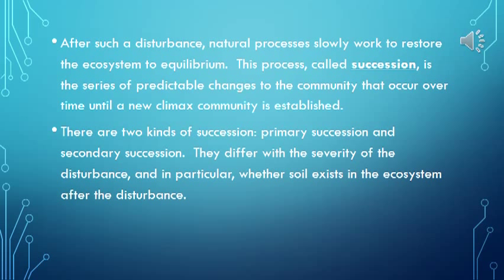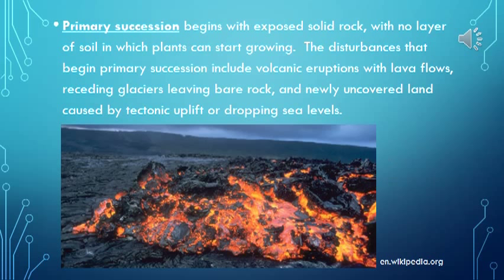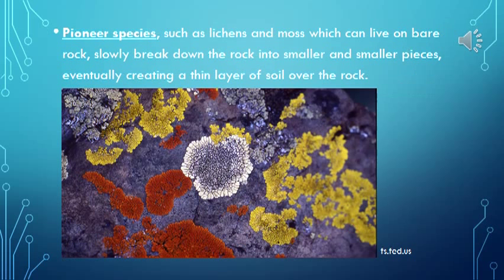They differ with the severity of the disturbance, and in particular, whether soil exists in the ecosystem after the disturbance. Primary succession begins with exposed solid rock with no layer of soil in which plants can start growing. The disturbances that begin primary succession include volcanic eruptions with lava flows, receding glaciers leaving bare rock, and newly uncovered land caused by tectonic uplift or dropping sea levels.